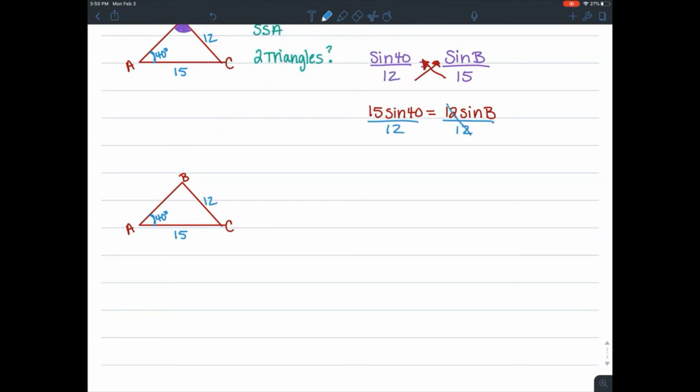I can't divide by sine because then I would be dividing by sine of B. Okay, you're not doing that. So we know that sine of B equals 15 sine of 40 divided by 12. Now to get B by itself, we have to do the inverse of sine of B. So we're going to do sine inverse, sine inverse.